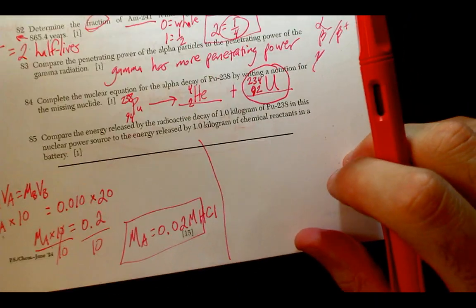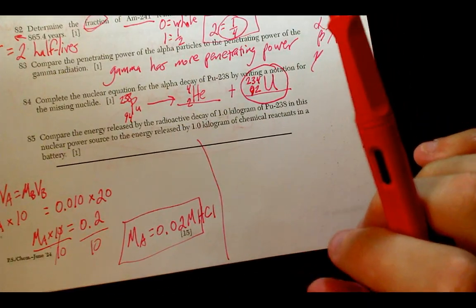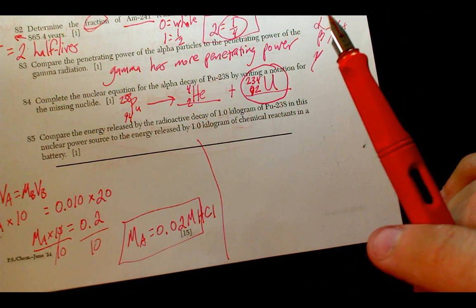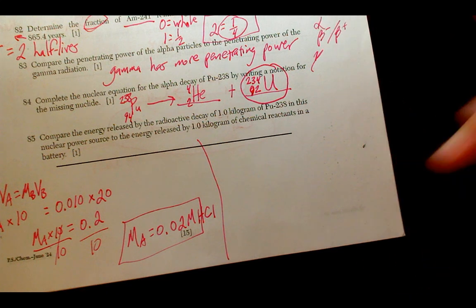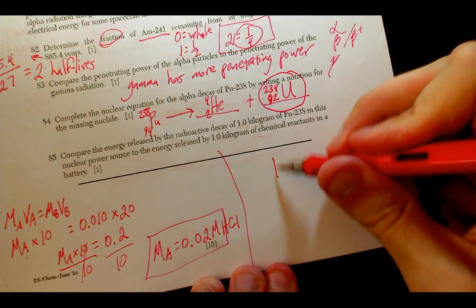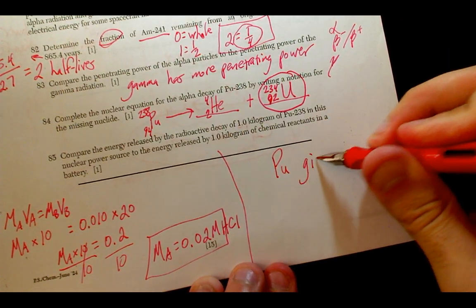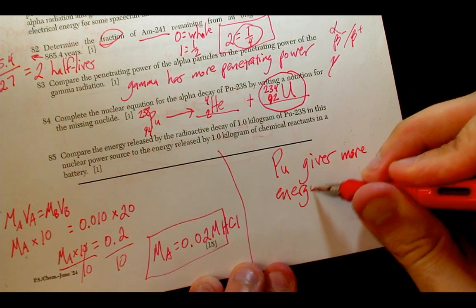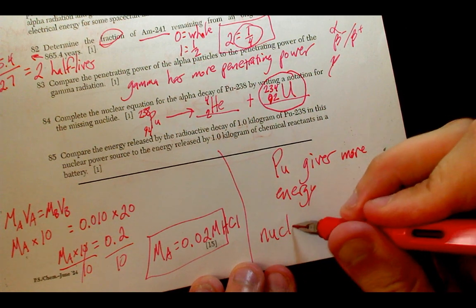And the very last question, which is good because we're just over an hour here with this last video. Compare the energy released by the radioactive decay of 1 kilogram of plutonium in this nuclear power source to the energy released by 1 kilogram of chemical reactants in a battery. Nuclear things always give more energy. That's it. Plutonium gives more energy. Nuclear reactions give more energy.